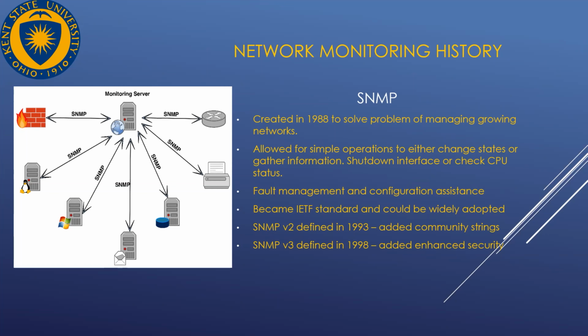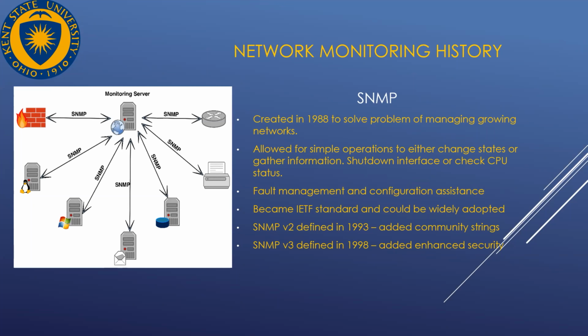Also, it allowed for simple operations to either change states or gather information, like we said. So say you wanted to check the CPU status of a server or firewall or a network switch, SNMP could be used for that, as well as make changes to whether that be a network switch interface or something else on your network. Also, another component of SNMP was the fault management piece. So there could be certain thresholds that you could set, say that CPU utilization is above 90%. A trap could be configured, and then that alert would be sent to SNMP.